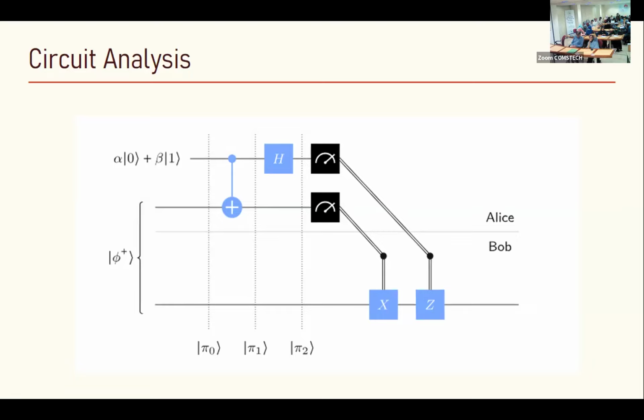So then, yes, identity tensor with C naught. So only the middle qubit will toggle if the least significant value is 1. Only the middle qubit will toggle if the least significant value is 1.